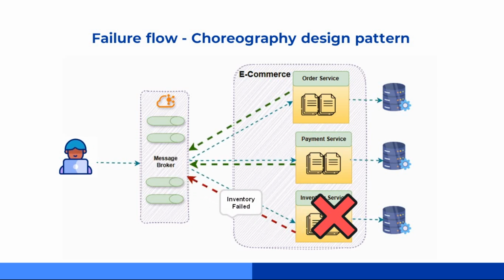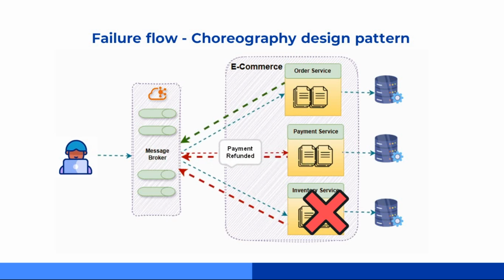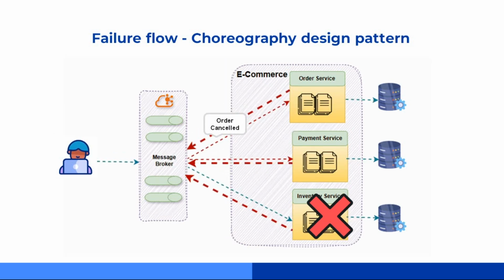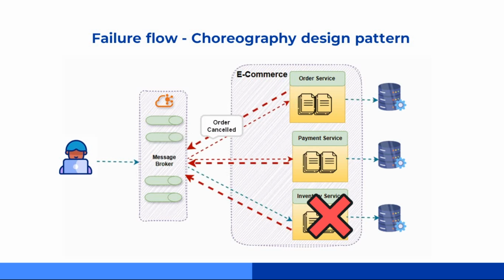Choreography now kicks in the compensating transactions. It sends a refund payment event to the payment service. It sends an order cancel event to the order service. Each service handles its rollback independently. Payment gets refunded, order gets cancelled.